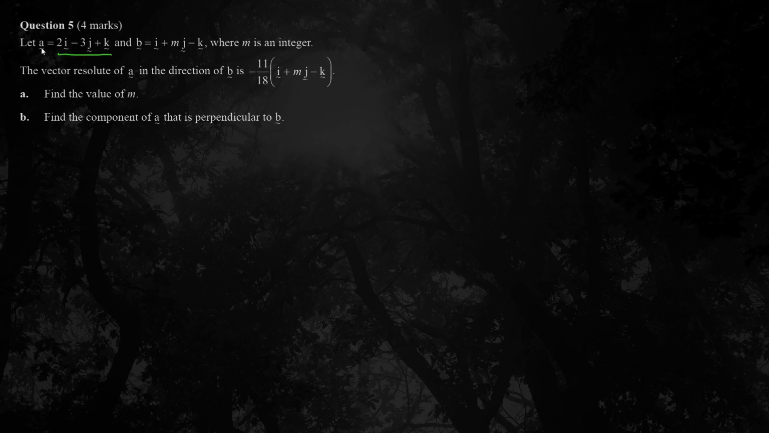So we're given this vector called A and this vector called B. And the y component of B isn't known. All we know is that it's an integer and we're calling it M. The task is to find the value of M. Now, obviously this information alone isn't enough to actually work out what's going on.